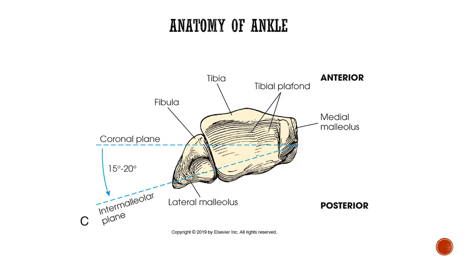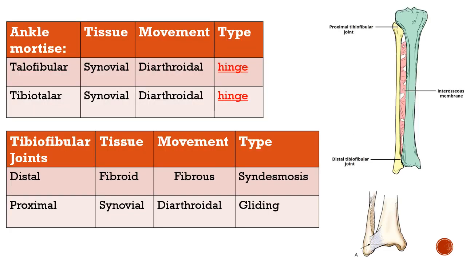Looking at the anatomy of the ankle, we're looking here at the intermalleolar plane, which is the plane between the lateral and the medial malleoli. It does not lie in the coronal plane. It lies at 15 to 20 degrees from the coronal plane. That's very important to note because we're going to look at it after we look at the images of the ankle. The subtalar joint is a hinge joint, and so is the tibiotalar joint. And that's why your ankle only moves in flexion and extension.